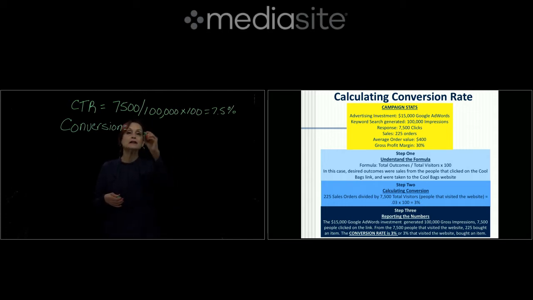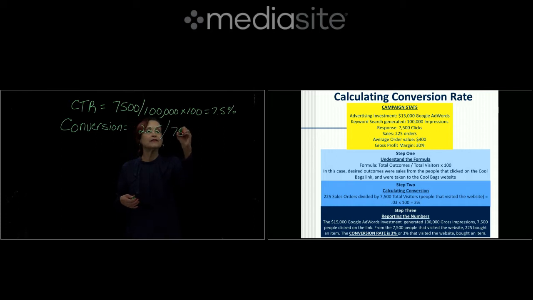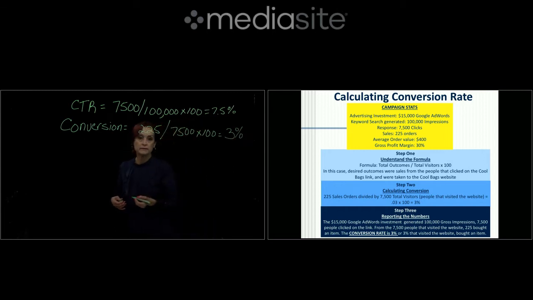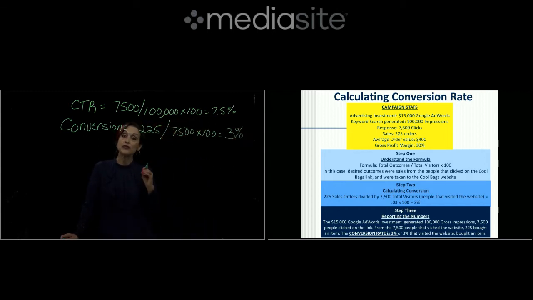So in this case, 225 orders resulted out of the 7,500 people that went to the website and clicked on the link, times 100. Remember, this is another percentage. So that results to 3%. What this means is that 3% of everyone that clicked on the advertiser's link actually bought something. 225 items were sold.